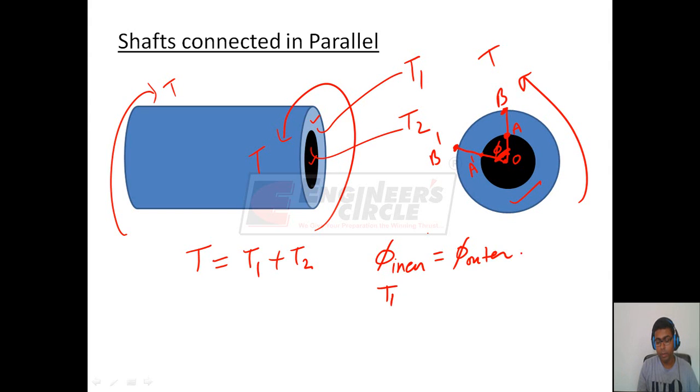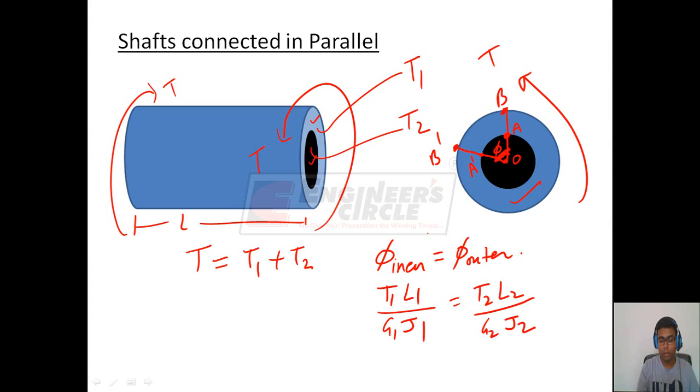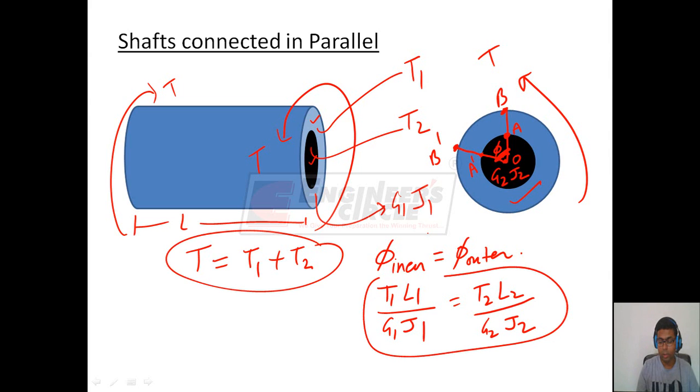So we can say T1 into L1, both the shafts are having the same length, by G1 into J1 is equal to T2 into L2 by G2 into J2. Suppose this outer shaft is made up of material G1 and having the second moment of area as J1 about the polar axis, and for the inner shaft it is G2 and J2, and we have one more relation between T1 and T2. Using these two relations we can find T1 and T2.